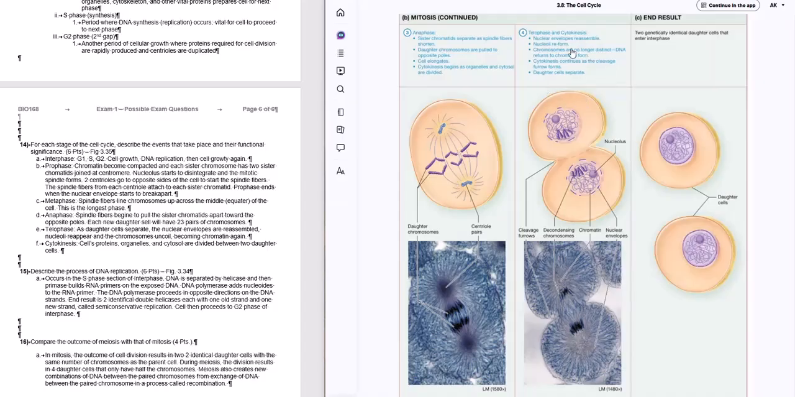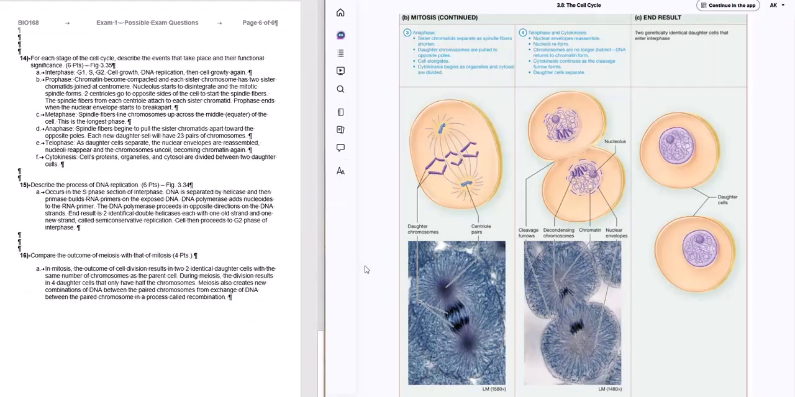And then telophase, the exact opposite of prophase. The nuclear envelope reforms, and chromosomes uncondense into our chromatin. And then we have the cleavage furrow starting to form. And then we end with cytokinesis, where the 2 cells are pinched in half, giving us our 2 new genetically identical daughter cells. So that's your answer for question 14 in Figure 3.35.